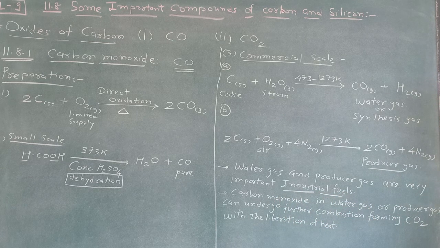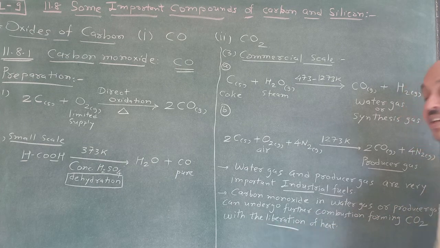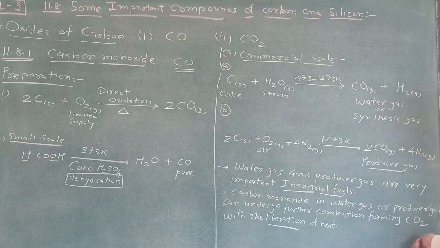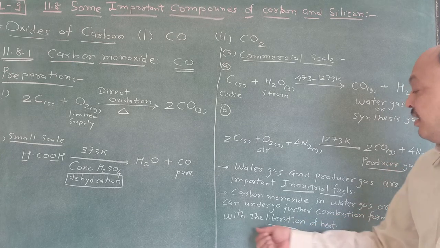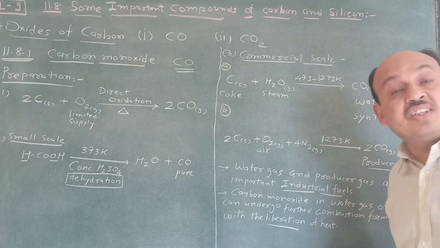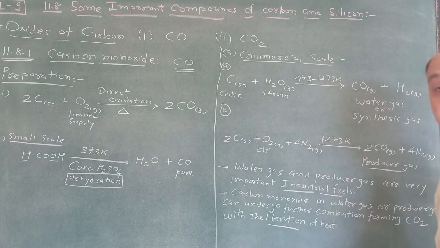Carbon monoxide in water gas or producer gas can undergo further combustion forming CO2 with the liberation of heat. That means an exothermic reaction occurs, and that's why carbon dioxide forms. That means from synthesis gas and producer gas we prepare carbon monoxide with the liberation of heat, which reaction is known as an exothermic reaction. So this is all about the preparation of carbon monoxide.